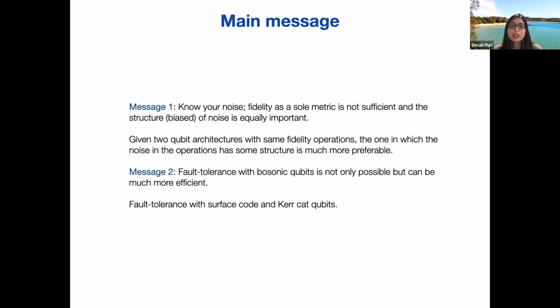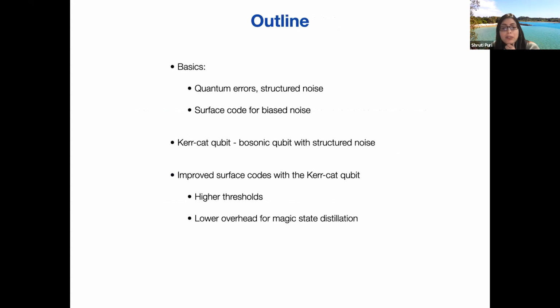The second main message is fault tolerance with bosonic qubits. There have been a lot of arguments that it's not really clear how you would scale up these bosonic qubits for full fault tolerance, but you'll see that you can achieve full fault tolerance with bosonic qubits. And not only that, there's an advantage: the error correction actually becomes more efficient if you exploit the underlying properties of these continuous variable qubits.